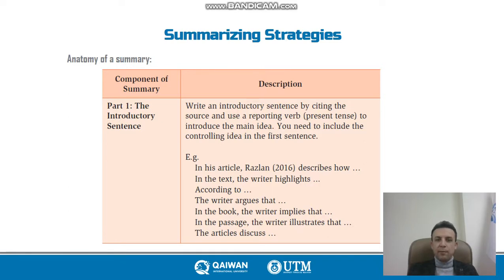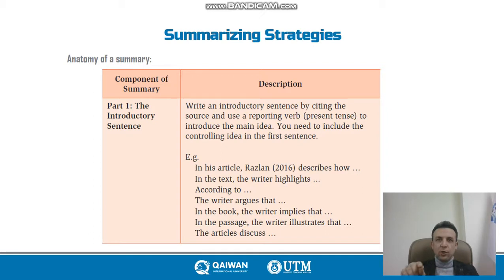To introduce the main idea, you need to include the controlling idea in the first sentence. So, in the first sentence, you need to first mention the name of the writer. You need to mention, for example, the year, and you need to mention the main claim, which is the thesis statement of a whole essay, if you're summarizing an essay.